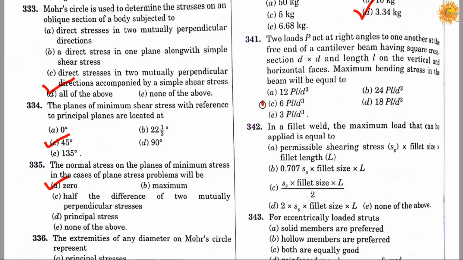Correct answer is C. It will be 6PL divided by D cube.